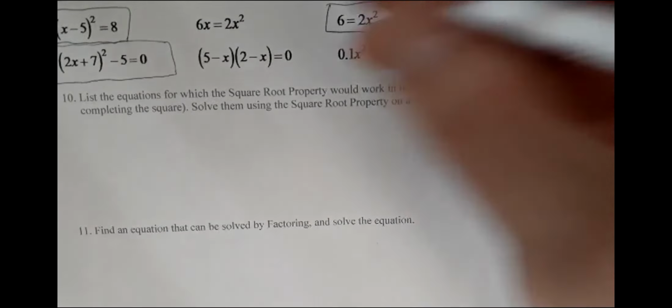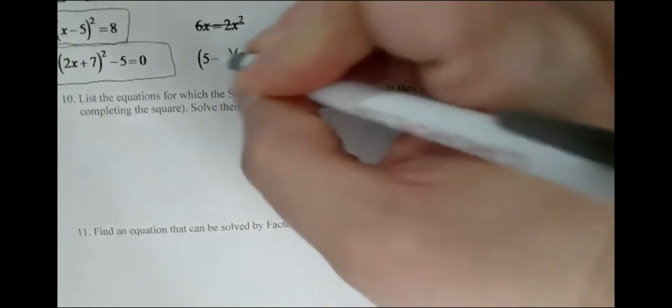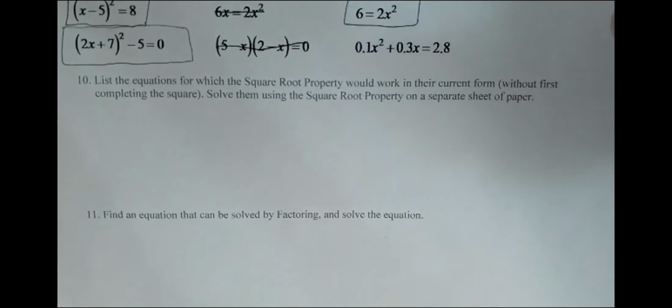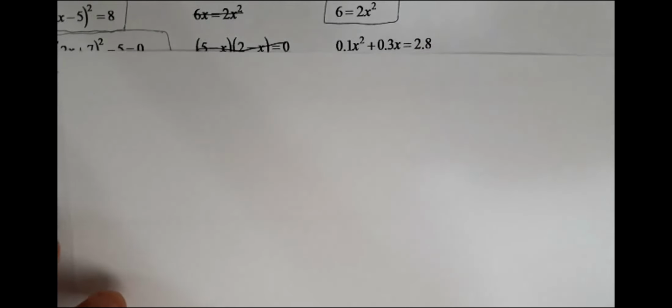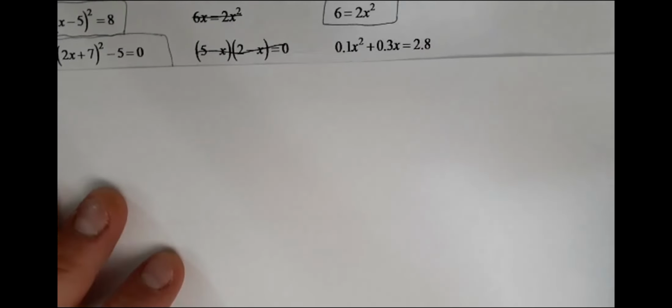So we did that one by factoring, that one by factoring, we did this one by factoring, and we did this one by factoring. We got them almost all done except for 2 of them. So 0.1x squared plus 0.3x equals 2.8. Oh boy.